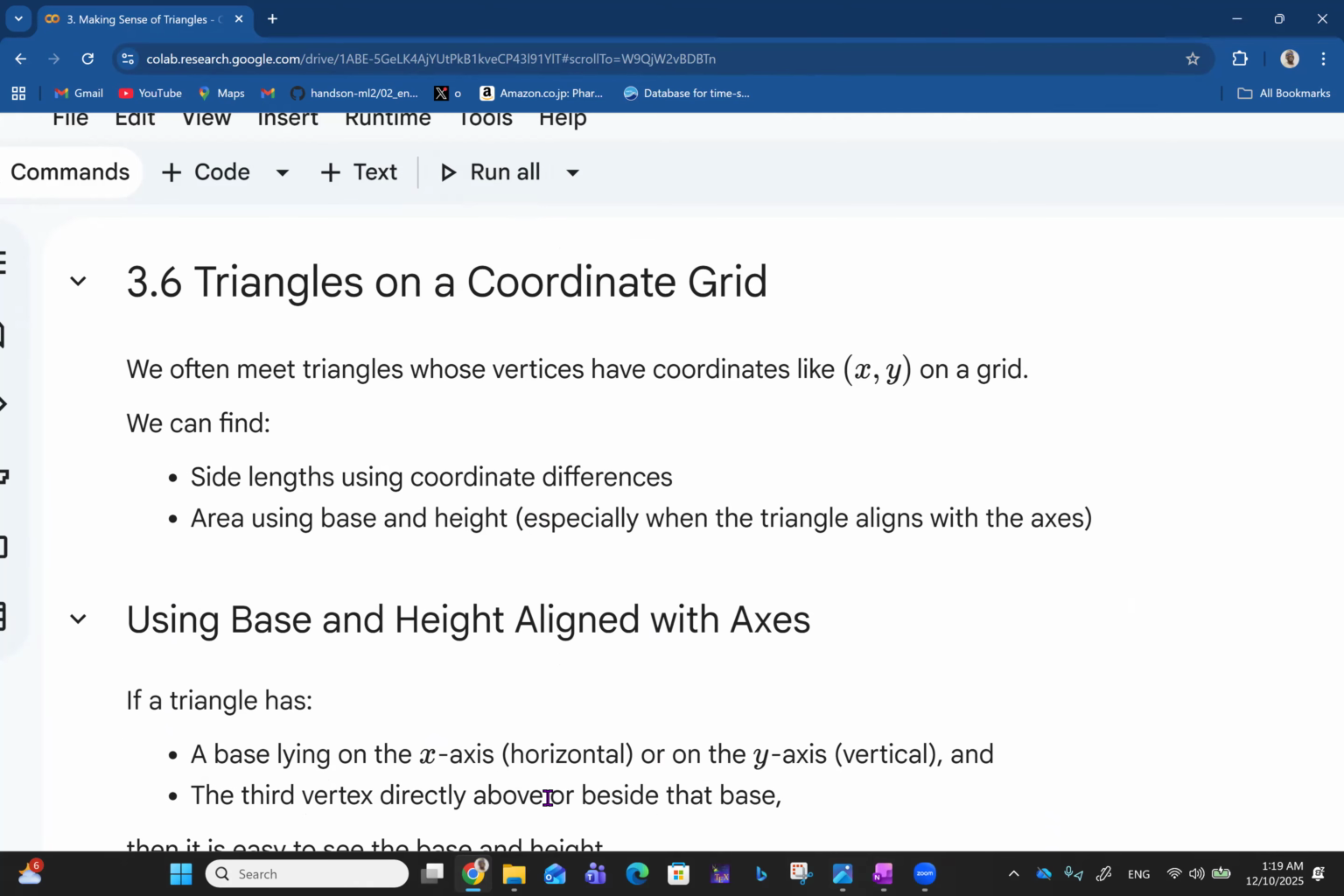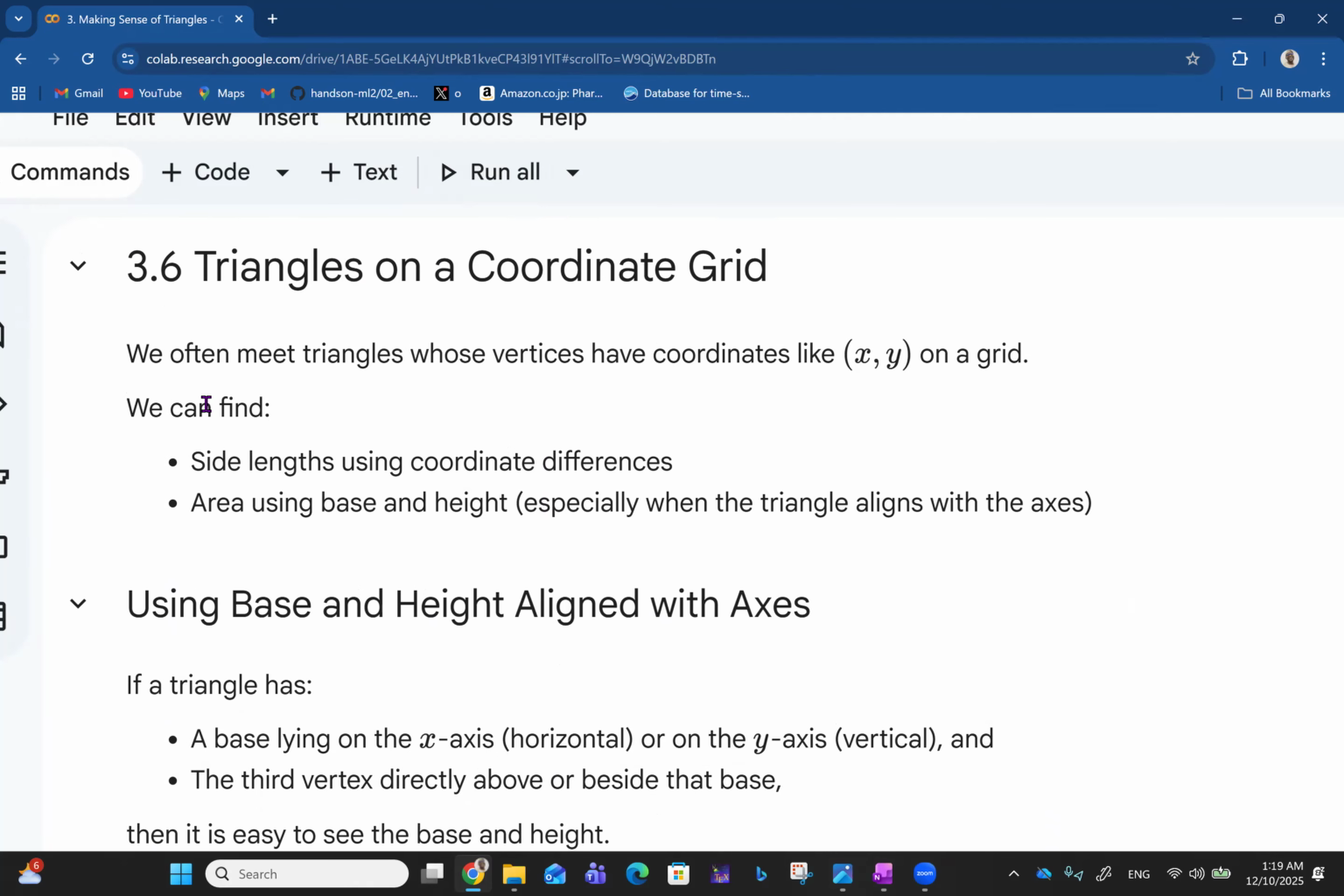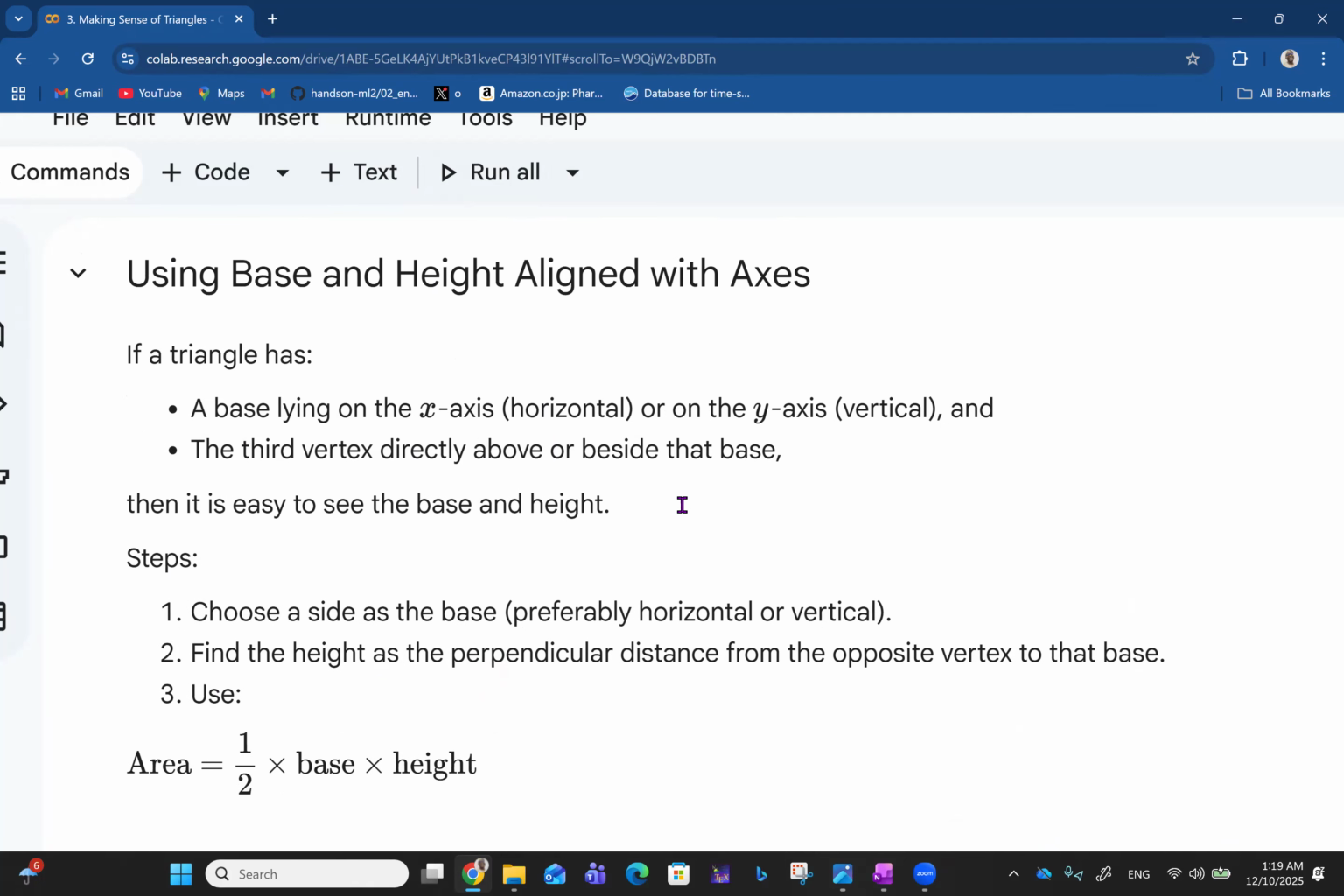So we can also talk about triangles on a coordinate grid. We often meet triangles whose vertices have coordinates like x, y on a grid. We can find side lengths using coordinate differences, and area using base and height, especially when the triangle aligns with the axis. Then we use base and height aligned with the axis.